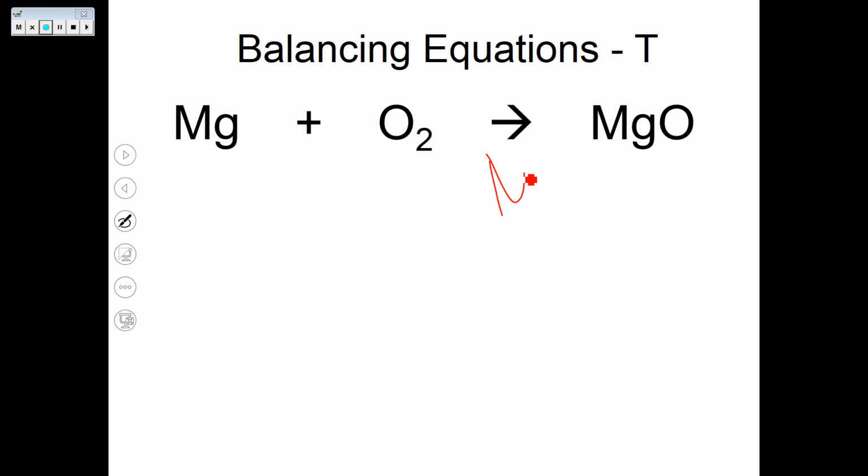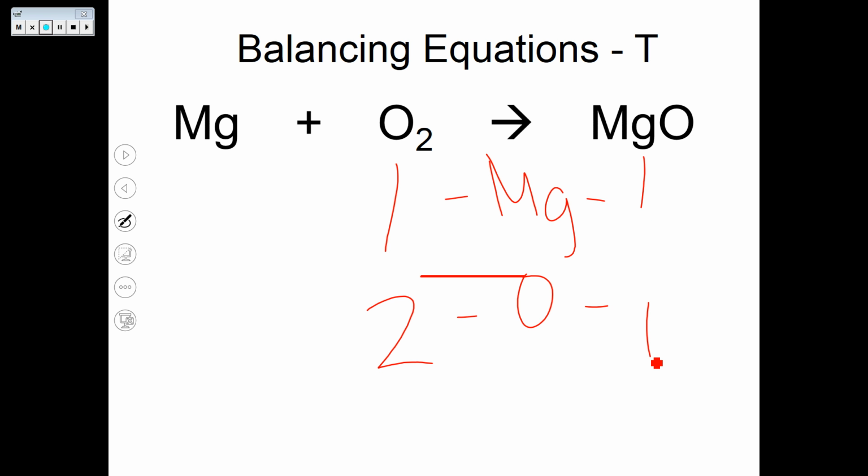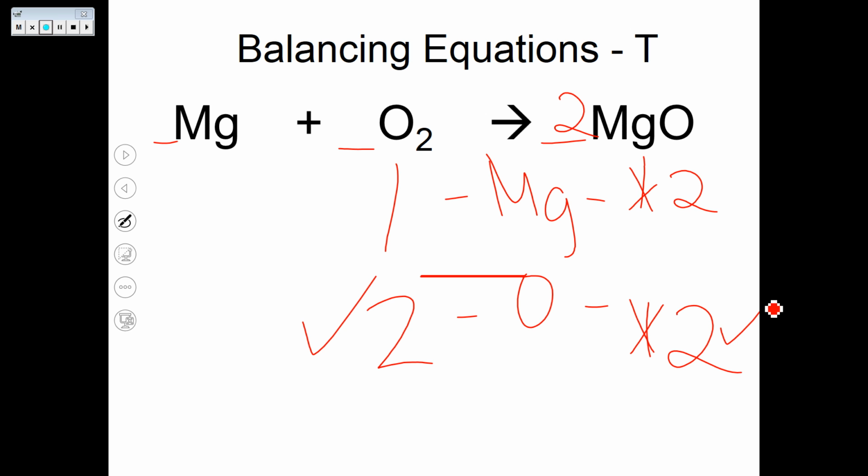Take a look at this one. We have Mg and we have O. We have 1 and 2. We have 1 and 1. So I can only put coefficients in front of my reactants and products. So if I put a 2 here, changes that to 2, changes that to 2. The oxygens are good, the magnesiums are not. So I'm going to come over here and put a 2 there, and now I've balanced my magnesiums.